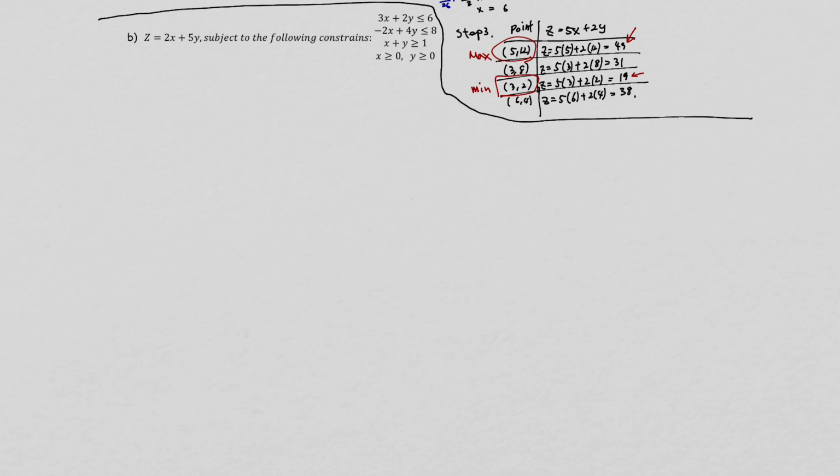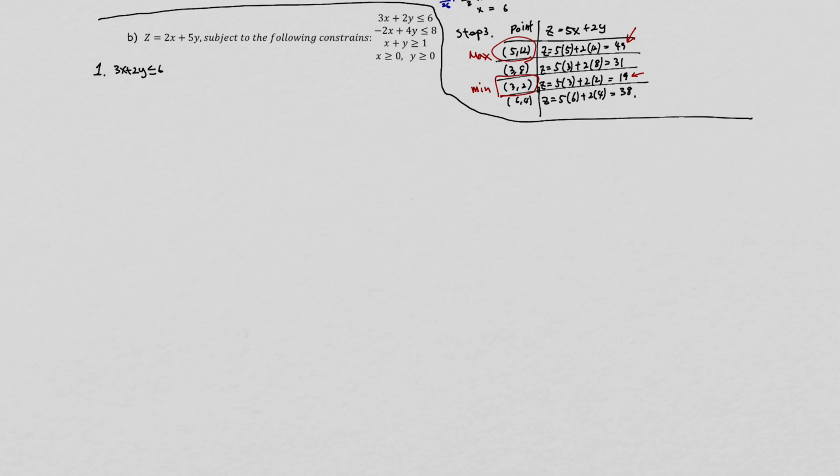Example B, we have the given equations subject to the following conditions. So again, first thing we wanted to do, we wanted to graph them so we can find all the connecting points, right? So we will graph 3x plus 2y is less than or equal to 6.